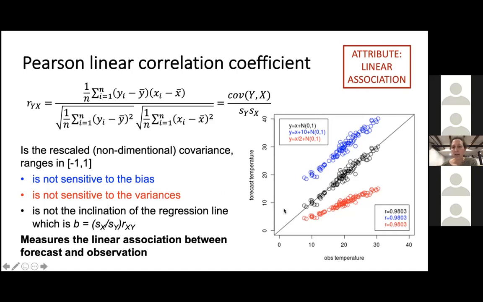It's not sensitive to the variances. If you look at the red dots, here I've shrunk the forecast. I've divided by a factor of 2. And so the marginals of the forecast have a variance that is half that of the original sample, and the correlation hasn't changed yet. So the correlation is neither the inclination of the regression line, which is the ratio of the standard deviations multiplied by the correlation. It measures simply the linear association between the forecast and the observations. So you cannot see the biases with the correlation, nor a difference in the variances.